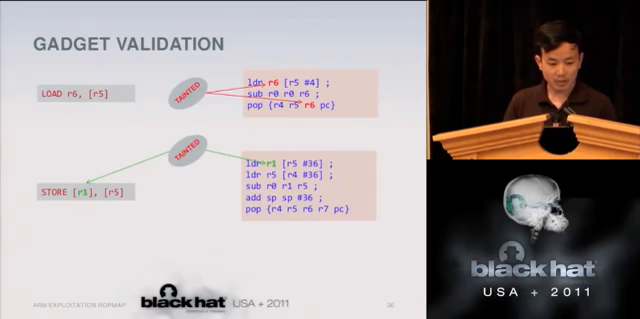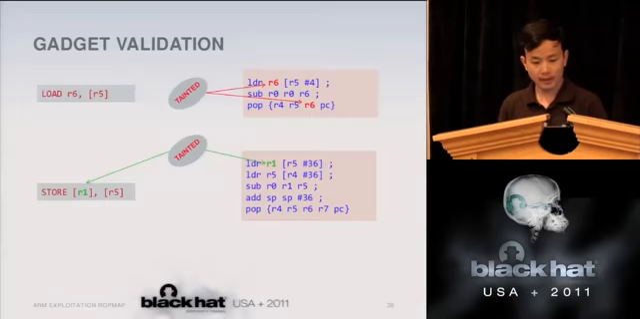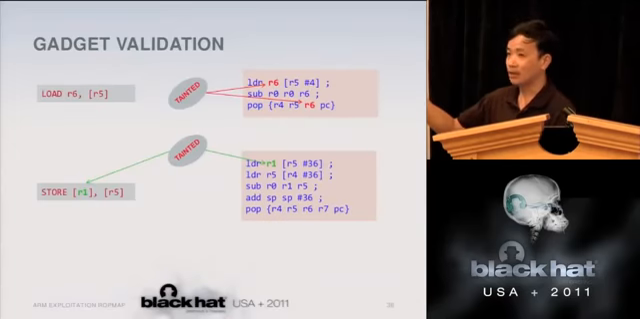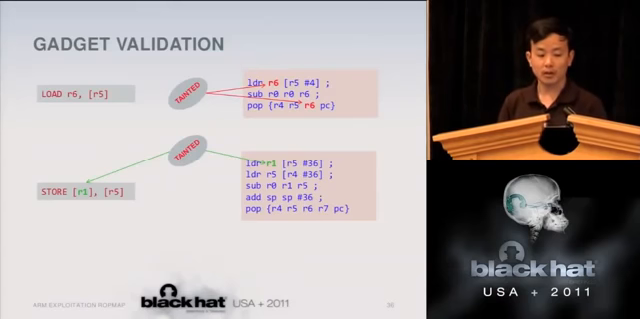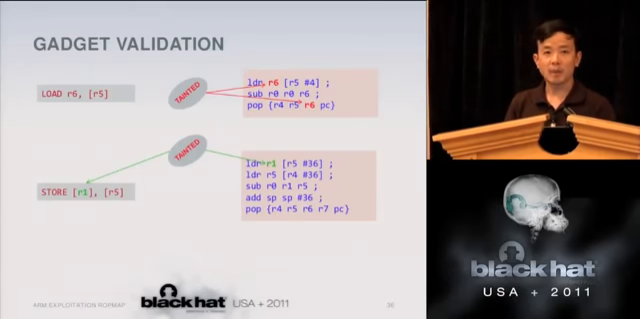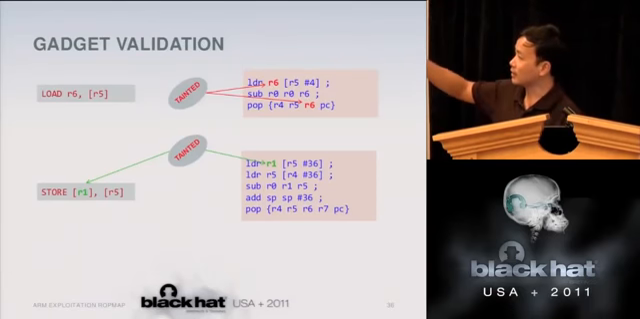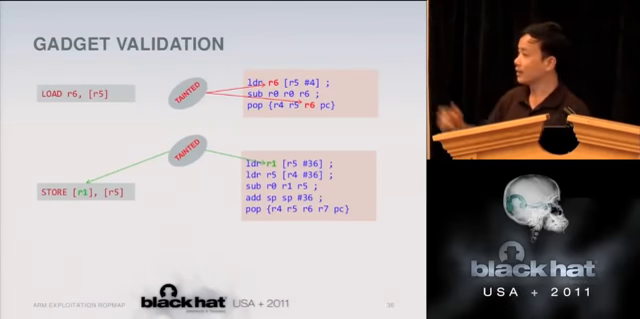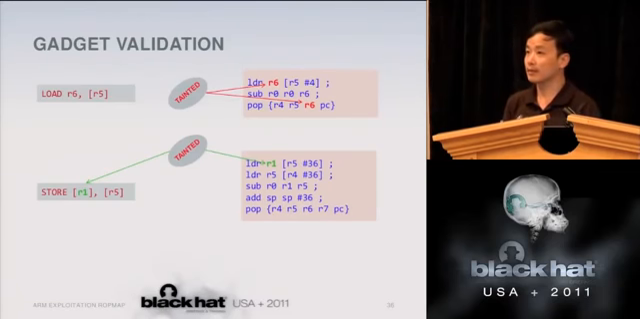Another example is the check for the store instruction. Here we want to store to memory referred to by R1, and in our gadget chain we found that there is a load to R1, so it's invalid and cannot be used.